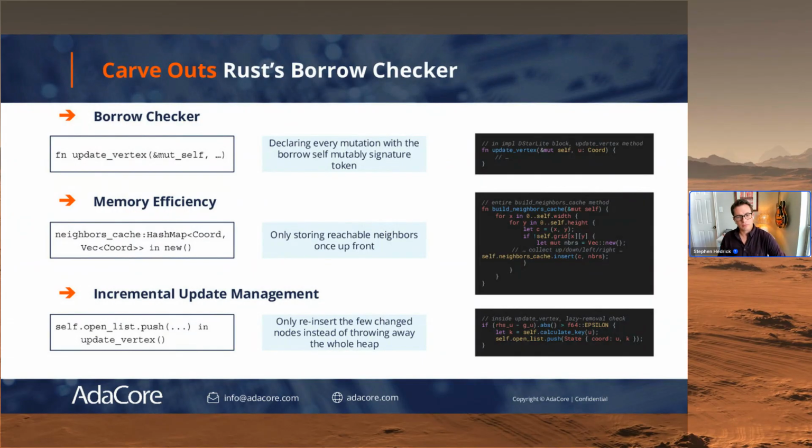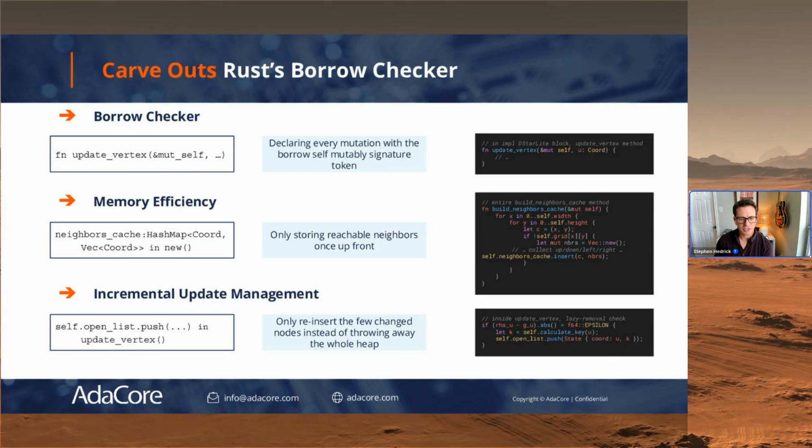Right. So again, Rust borrow checker. Notice that this &mut self here, which is the borrow self mutably signature token, forces me to declare every mutation. The ampersand itself on the signature means it can't accidentally alias or concurrently mutate state. So the outcome, I can't accidentally share or alias these maps or heaps, which is a great thing to be able to say that I don't have to worry about, because obviously that can cause many different issues.